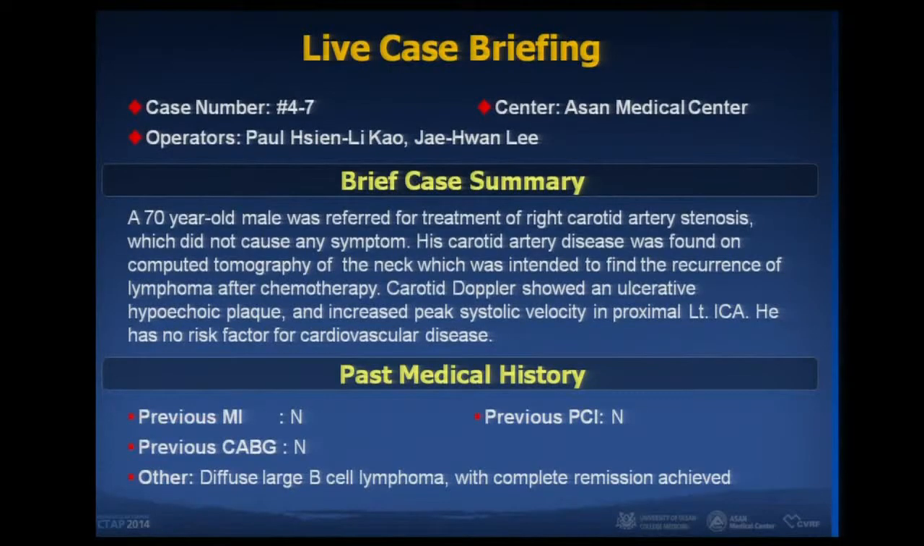Yeah. This patient is a 70-year-old man admitted for treatment of asymptomatic severe stenosis on right carotid artery. He had a history of stomach lymphoma 5 years ago, and he underwent chemotherapy, and the disease is stable.